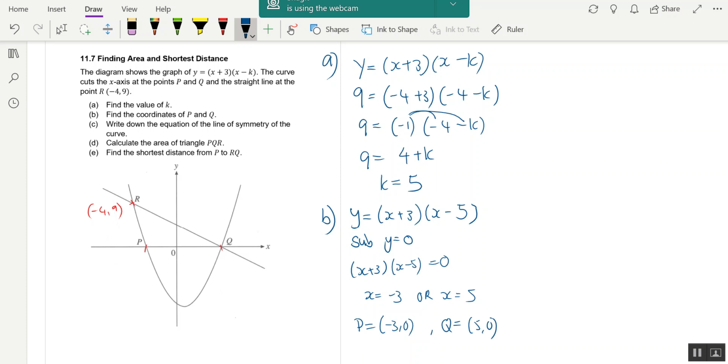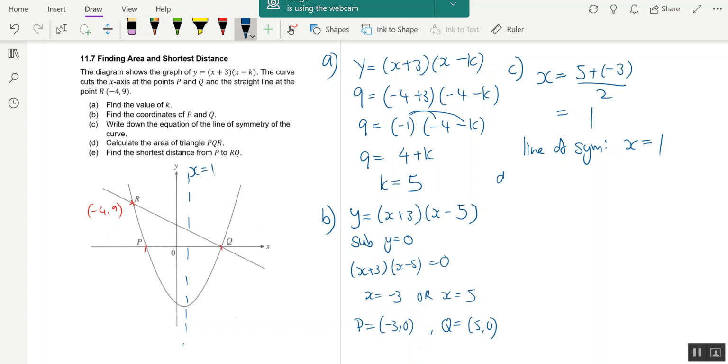Okay? C. Line of symmetry. The line of symmetry always occurs at the turning point. So if I want to find the turning point of these two, it's always the average of the x-intercepts. 5 plus negative 3 divided by 2, that would be x equals to 1. So the line of symmetry is at x equals to 1. They didn't ask for the coordinates of the turning point, so you don't have to find the y. Just answer the question as it is.